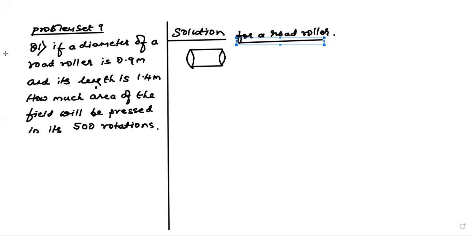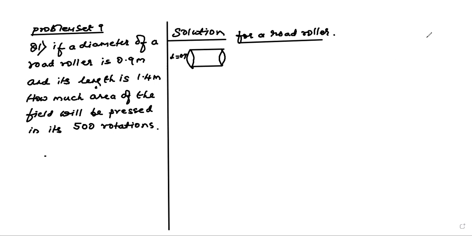Now, problem set. Question number one, children. If the diameter of a road roller is 0.9 meter. See, road roller, I have just drawn a rough picture of it, children. You can see that this is a road roller. Its diameter is 0.9 meter.